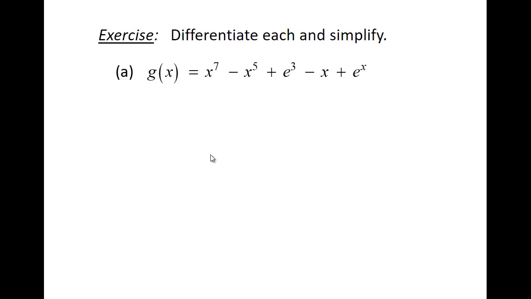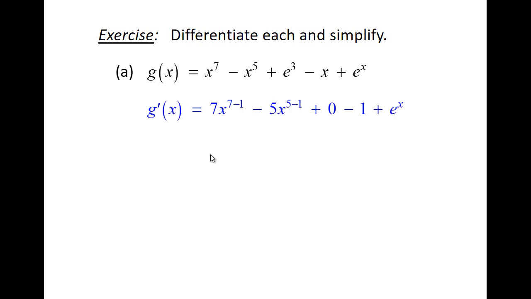Okay, so a bunch of exercises now. We want to differentiate the function g of x, which is equal to x to the 7 minus x to the 5 plus e to the 3 minus x plus e to the x.